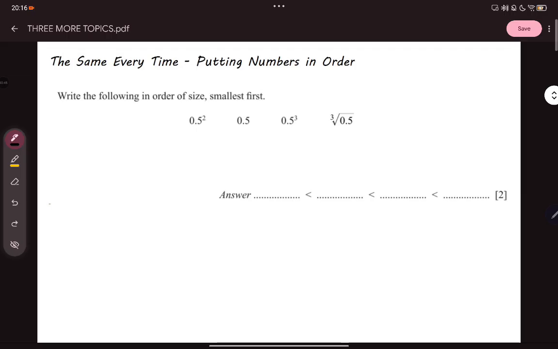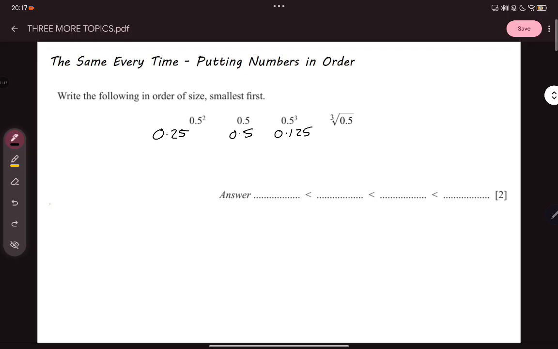So first of all, 0.5 squared, pressing the squared button. I get originally on my calculator 1/4, but I'm going to write that as 0.25, so 0.5 squared, converting it to a decimal, 0.25. 0.5 is already a decimal, 0.5. 0.5 cubed, so 0.5 to the power 3. Try it on your calculator. Make sure that you're getting the same answer, 0.125.